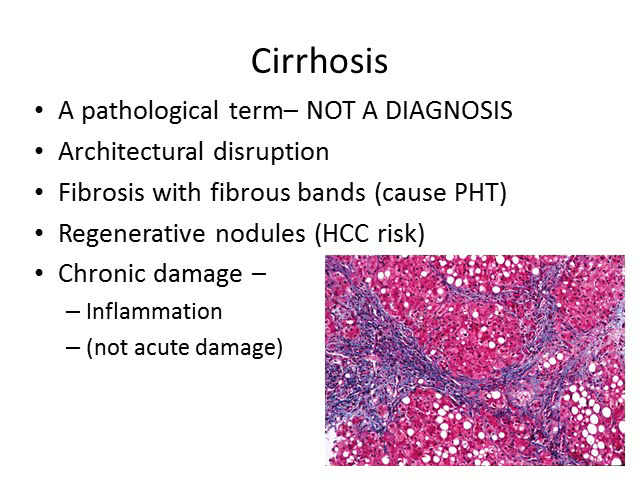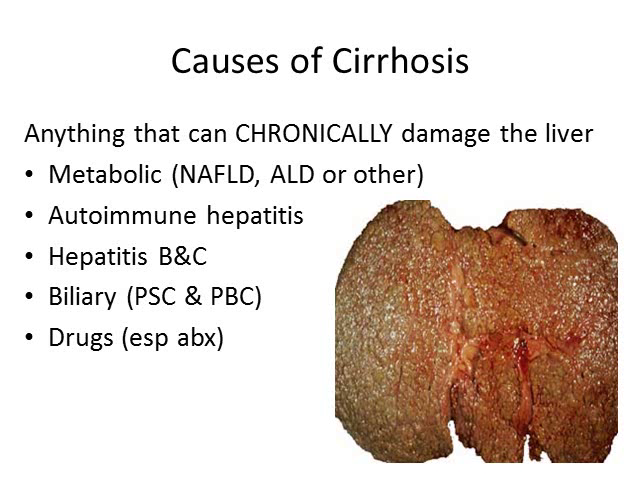And obviously with any kind of rapid turnover, there's a risk of hepatocellular carcinoma, so you get a cancer risk, basically. Chronic damage is the important thing. So it's a chronic inflammatory process. The causes of cirrhosis are anything that chronically damages the liver: metabolic things, NAFLD, ALD, autoimmune hepatitis, hepatitis B, C, biliary. I'll go through all these, don't worry.